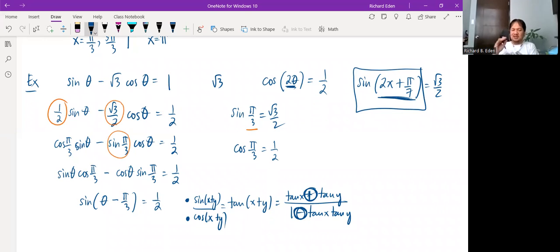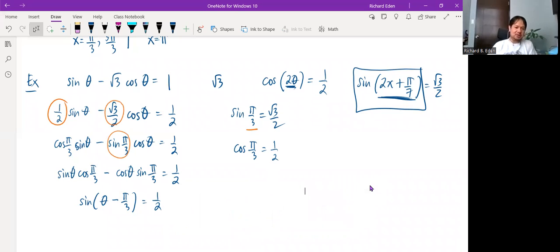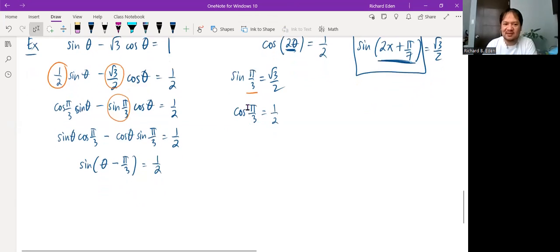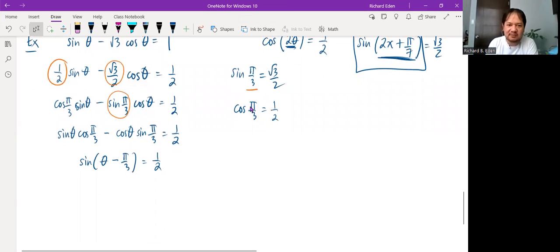Okay, so it takes practice to get the hang of it. What you could always do is keep making these associations until you are able to remember them much better. Okay, now that we have sine of theta minus pi over 3 equals 1/2, see what happened here on the left side? It's just now a single trigonometric function, which means theta minus pi over 3 equals, so we are after the general solution.